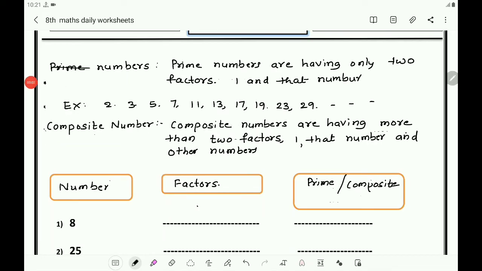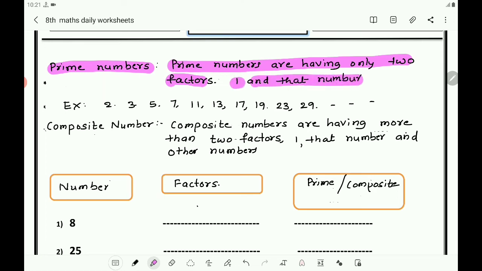Now about the prime numbers. What are prime numbers? Prime numbers are the numbers which are divisible by only 2 numbers, 1 and that number, and they are not divisible by any other number except 1 and that number. So prime numbers have only 2 factors. Which are the 2 factors of prime numbers? 1 and that number only. Prime numbers have only 2 factors, meaning they are divisible by only 2 numbers, 1 and that number. They are not divisible by any other number.